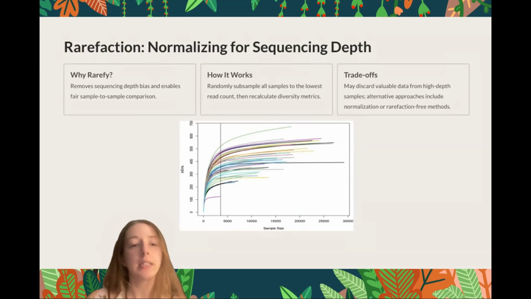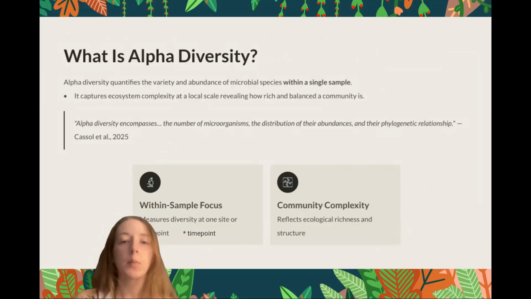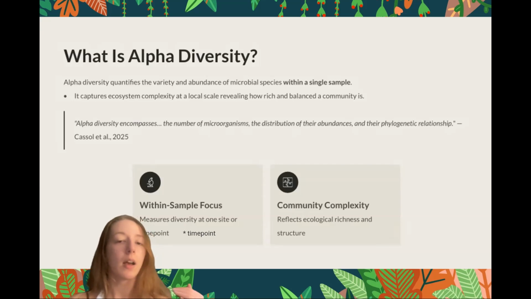Another thing to keep in mind is that rarefaction is important for alpha diversity because alpha diversity is really dependent on richness, which is referring to the number of ASVs or the number of species. But for other downstream microbiome analyses, we can't rarefy. It'll actually distort and bias the data. So what is alpha diversity? It's able to quantify the variety and abundance within a single sample, not across groups, but within a single sample.